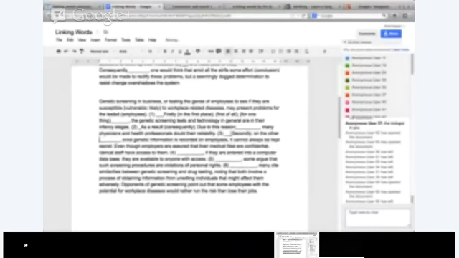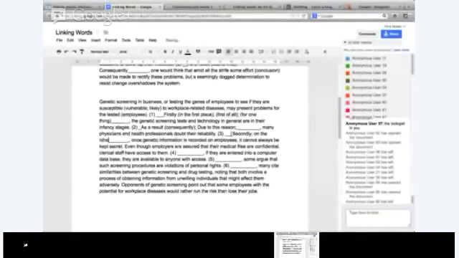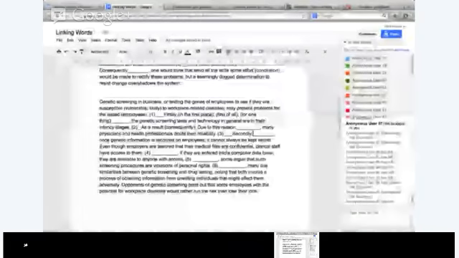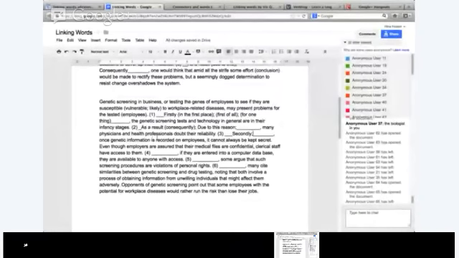Therefore, again, is in conclusion. Therefore is when you finish something. So, on the other hand, again, is used for comparison. If you were comparing the two methods, if you were comparing the two reasons, then maybe. This is secondly: once genetic information is recorded on employees, it cannot always be kept secret. Even though employees are assured that their medical files are confidential, clerical staff have access to them.